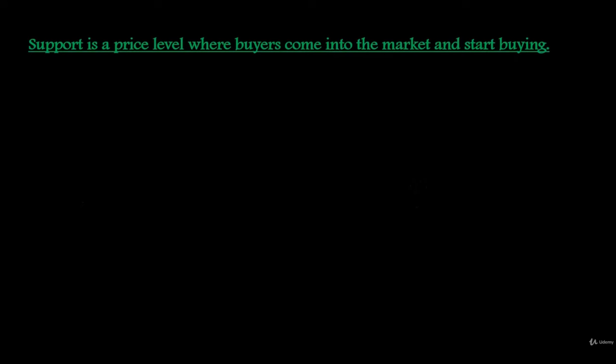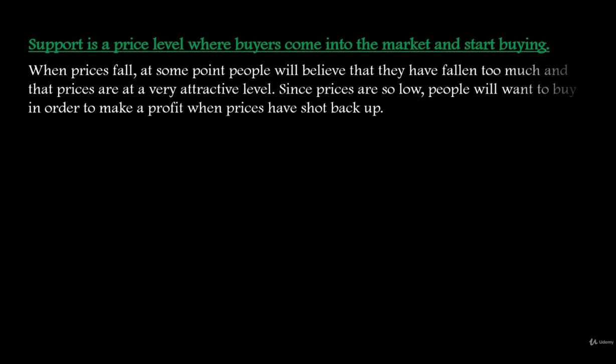Welcome back. In this section, we're going to do support and resistance. So, support is a price level where buyers are coming into the market and they start buying. Sometimes when prices are falling, people start to believe that they've fallen too much and that they're not going to go any further down. The price is very, very attractive. And since prices are low, people want to buy, and they want to buy because they can make a profit when prices move back upwards.